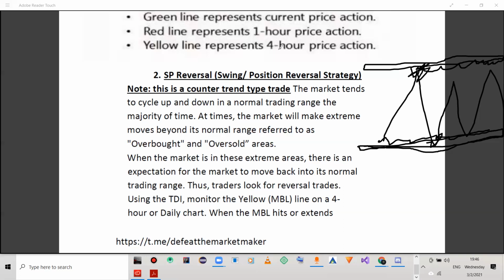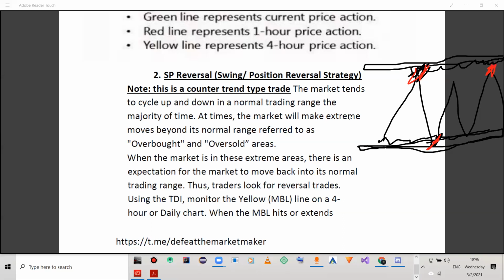These areas, let me use a different color. These areas and these areas and these areas. That's the purpose of this strategy. So when the market is in these extremes, the extremes made at the overbought and the oversold areas, there is an expectation for the market to move back into its normal trading range.